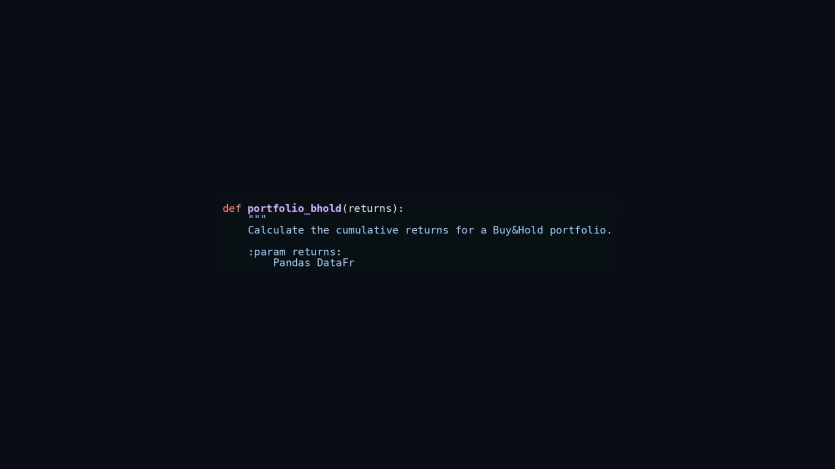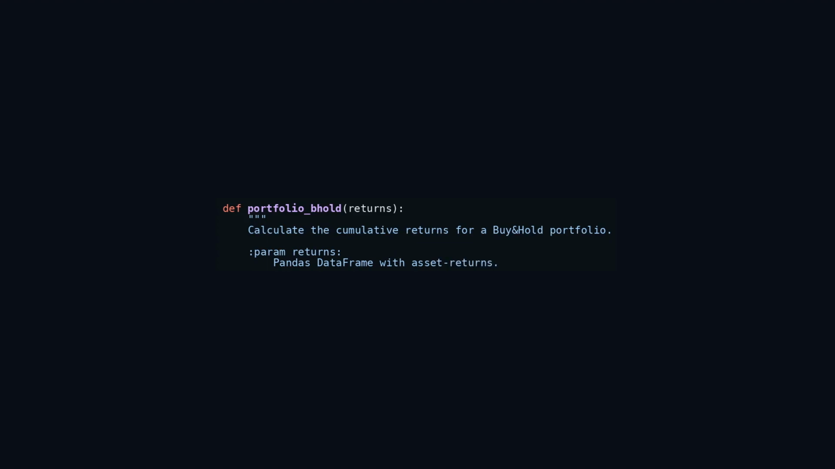The Python function named portfoliohold calculates the cumulative returns for a buy-hold portfolio strategy. It takes a pandas data frame called returns as input, where rows represent time steps and columns represent assets. To calculate the cumulative returns, the function first calls the jumprot method on the input data frame, which computes the cumulative product of each column along the rows. The resulting data frame contains cumulative returns for each asset over time.